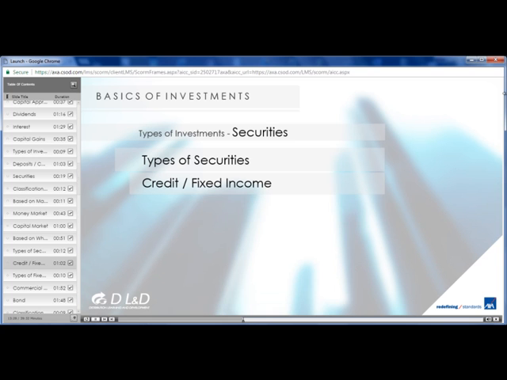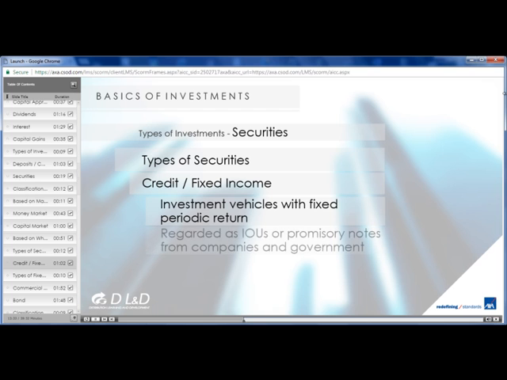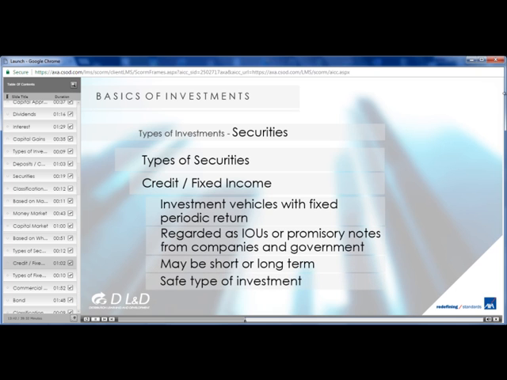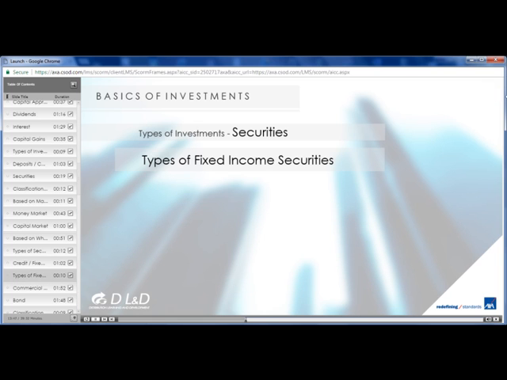Fixed income securities are investment vehicles with a fixed periodic return. They are regarded as IOUs or promissory notes from companies and the government. They may be short or long-term and are considered a safe type of investment. Here are the three types of fixed income securities: commercial paper, bonds, and government securities.